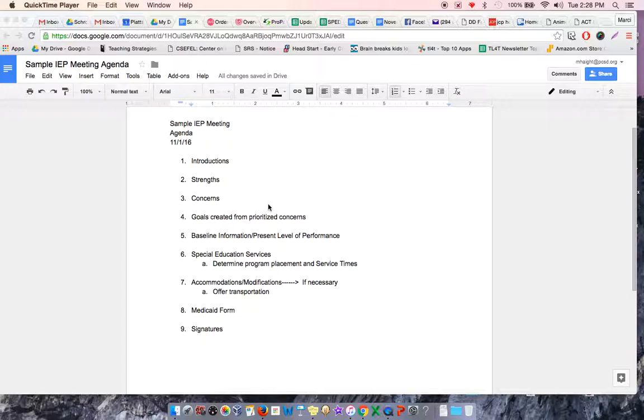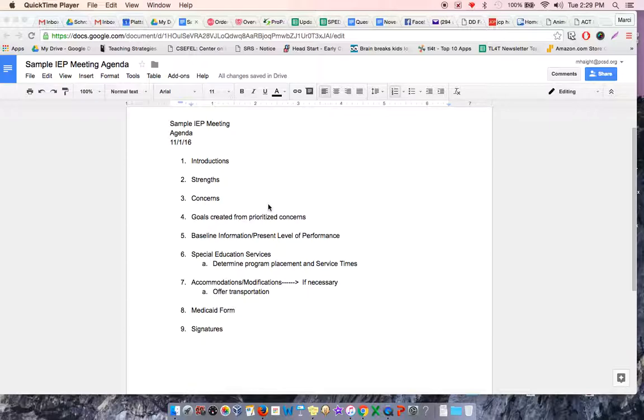After we do service times and services, then we will talk about accommodations and modifications. If they are necessary, they are not always necessary, but if they are, that is when we will talk about that. And then at that time, too, we would offer transportation and just let parents know that their child does qualify for transportation. So if they're not currently using it and they want to at any point in the future, they just need to let you, the classroom teacher, or their FSA know.